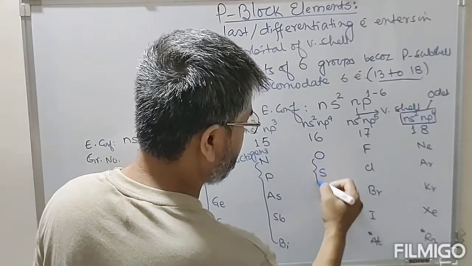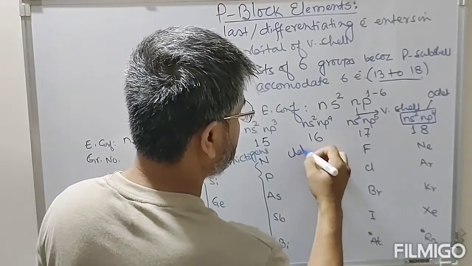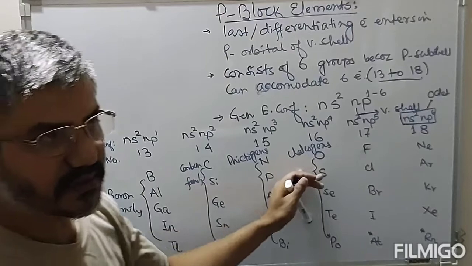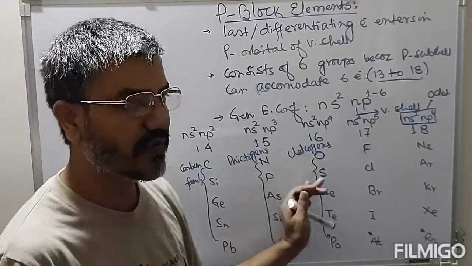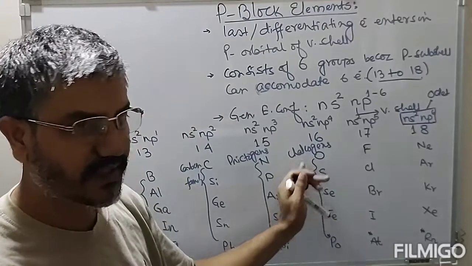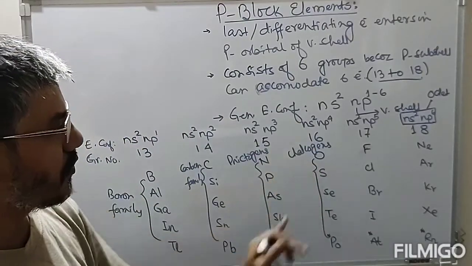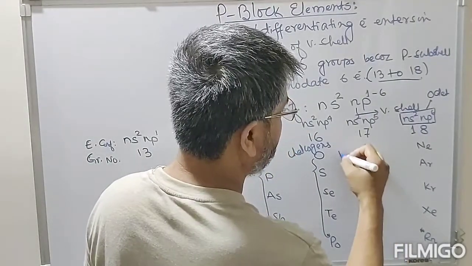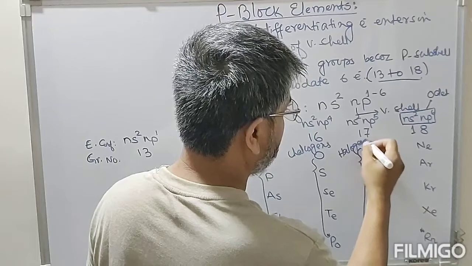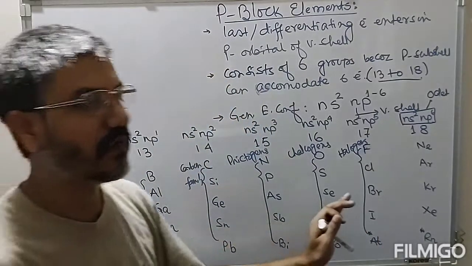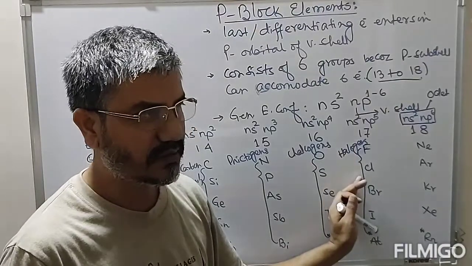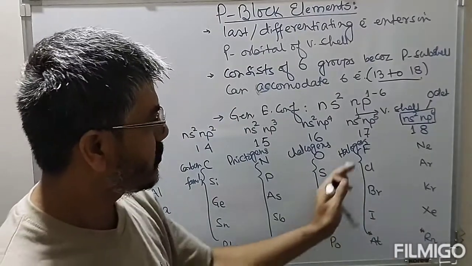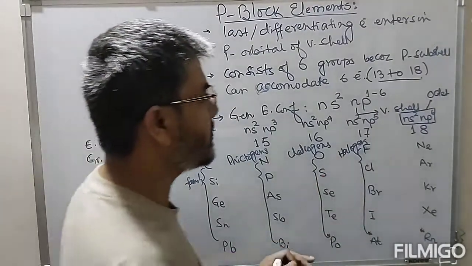Group 16 elements are known as chalcogens. Chalcogens means ore forming substance, because in nature most of the metal ores are either in the form of oxides or in the form of sulfides, so these are known as ore forming substance. Group 17 are known as halogens. Halogens means sea salt forming, because most of the salt available in seas and oceans is in the form of chloride, bromide, iodide. So these are known as sea salt forming elements.